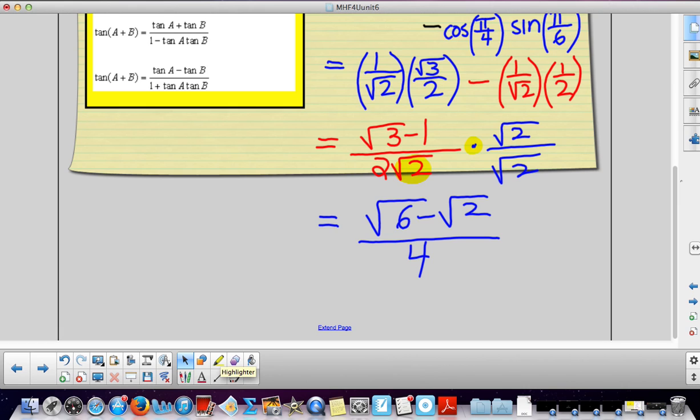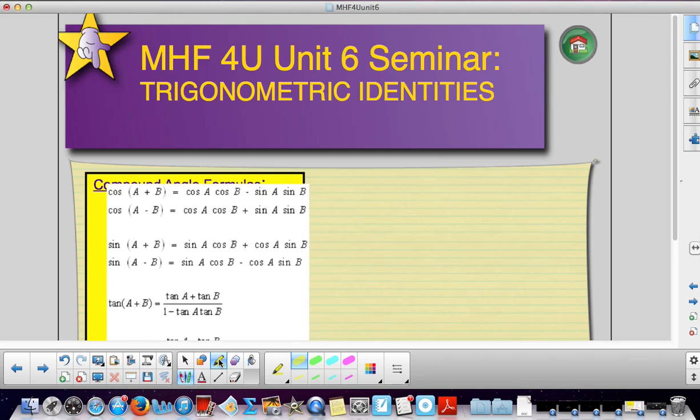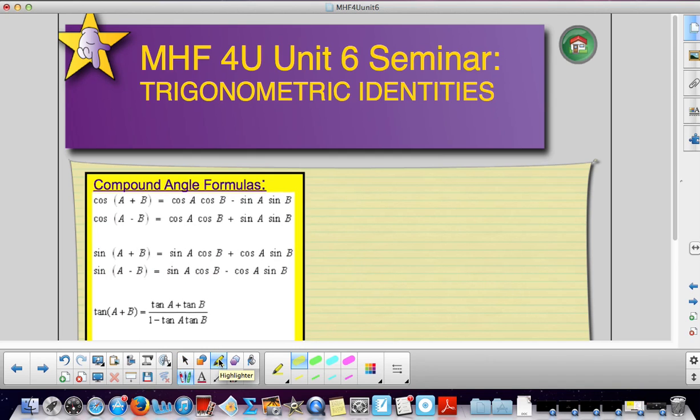Now, you can also use compound angle formulas to derive another compound angle formula, which I want to do because it's kind of an introduction. It's very related to trig identities. So say I wanted you to prove the formula for tan A plus B. So tan A plus B is this formula over here. What if your test question asked you to use compound angle formulas to derive the tan compound angle formula? I'm going to show you how to do that.